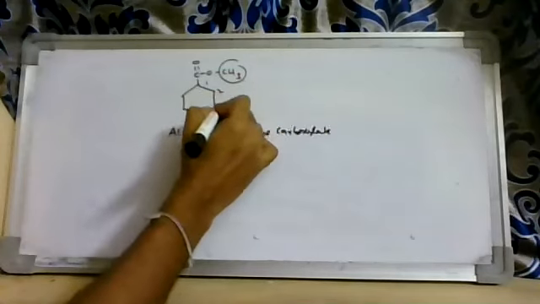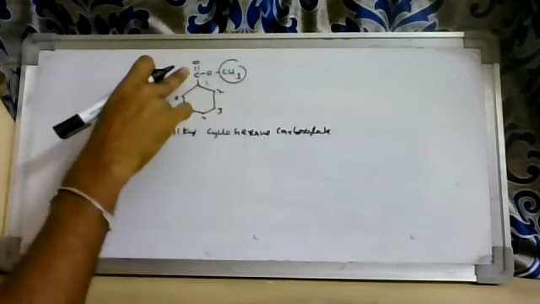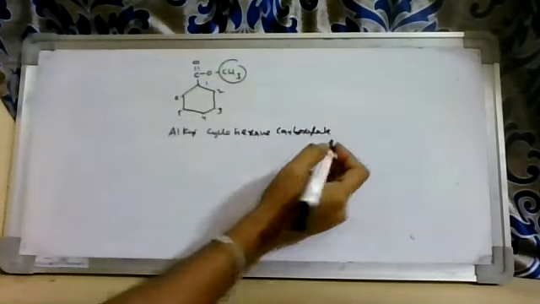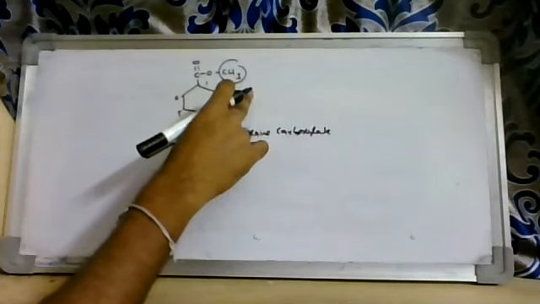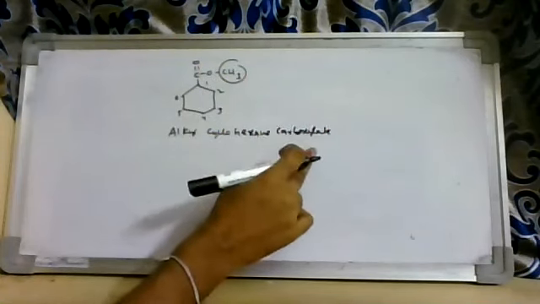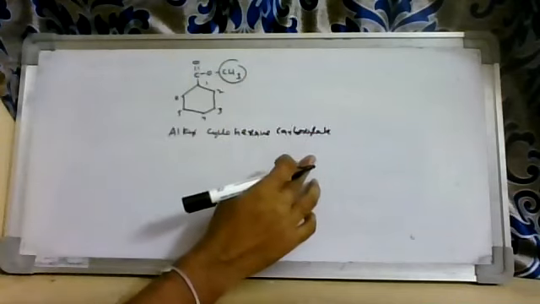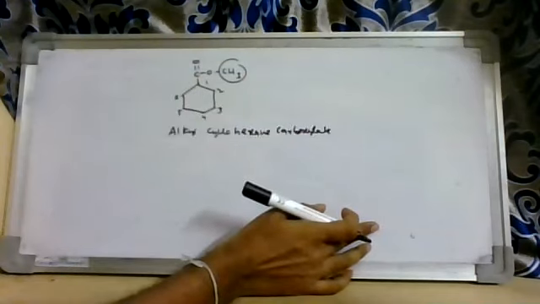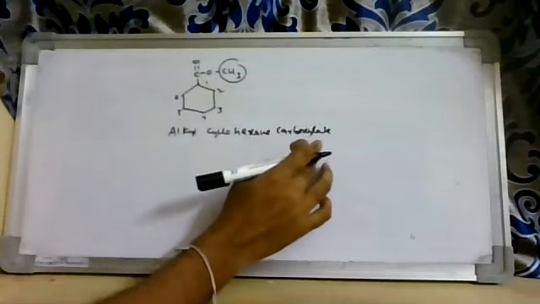Why? Numbering 1, 2, 3, 4, 5, 6 starts from this carbon only, not this carbon. So the numbering does not include the C double bond O. So what is the IUPAC name? Actually, alkyl alkanoate, but here alkyl cyclohexane carboxylate. Why is it called carboxylate? Because I am not giving a number to the C double bond O. If I give a number to the C double bond O, then it is alkyl alkanoate. But here I am not giving a number to it, so it is called carboxylate.